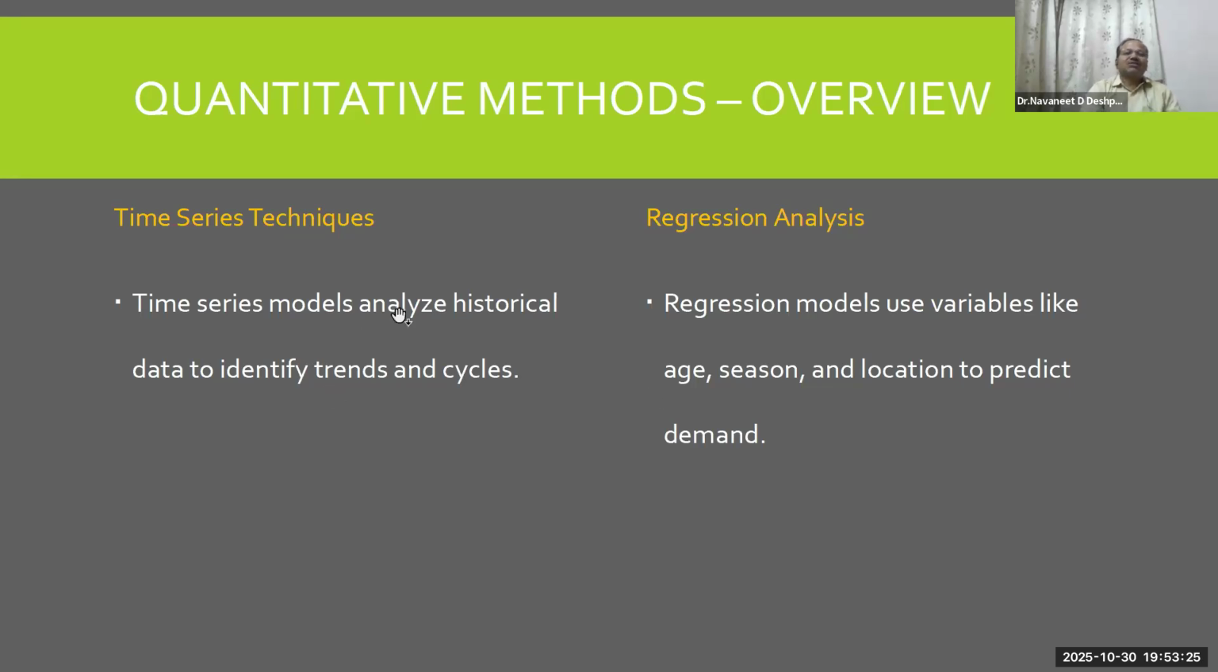Time series models, like in SPSS software, use historical data to identify the trends or cycles happening in society. There is also something known as regression analysis. Regression models use variables like age: what kind of age group comes up with what kind of problem.